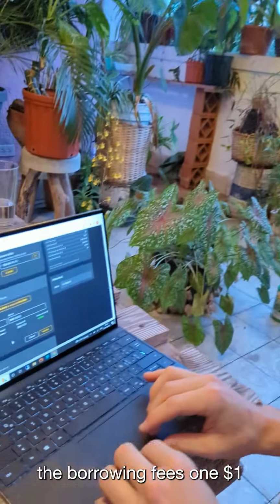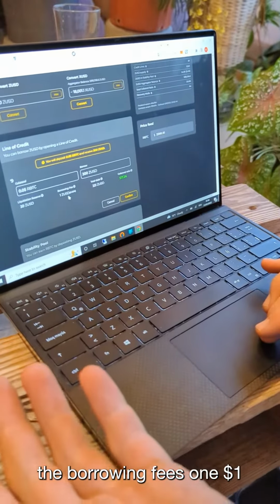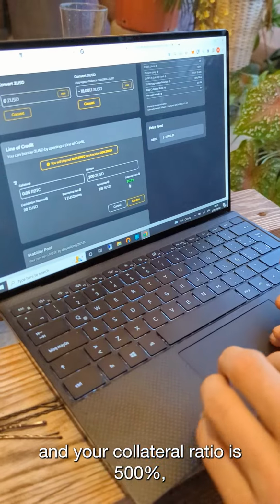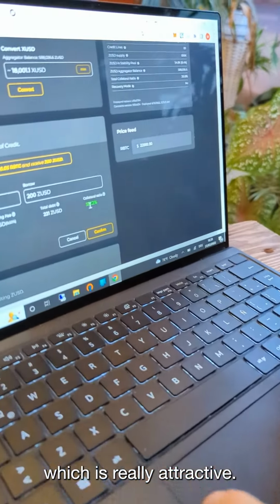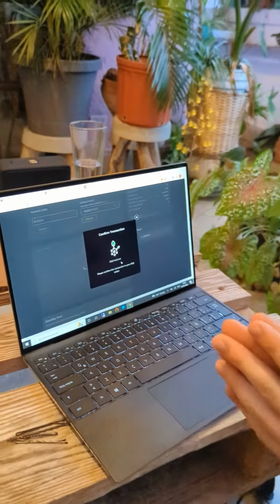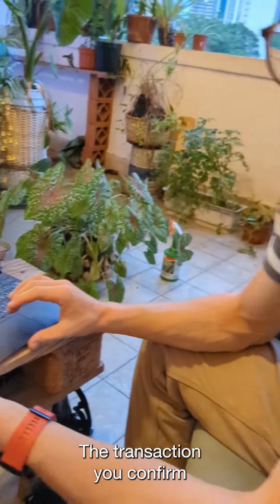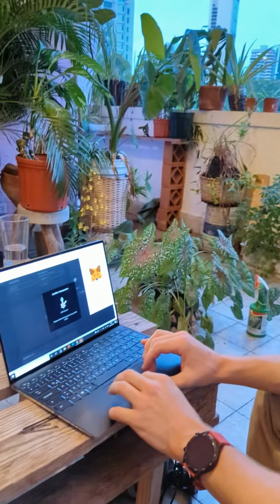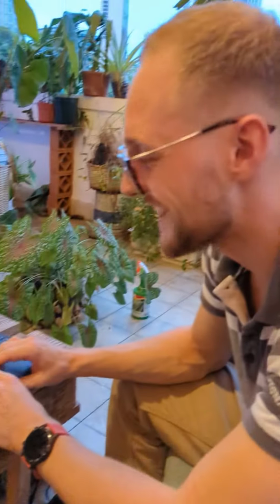Liquidation reserve, borrowing fee. The borrowing fee is $1, and your collateral ratio is 500%, which is really attractive. And then you confirm the transaction. The transaction you confirm also in your MetaMask wallet. Then you end up with ZUSD.